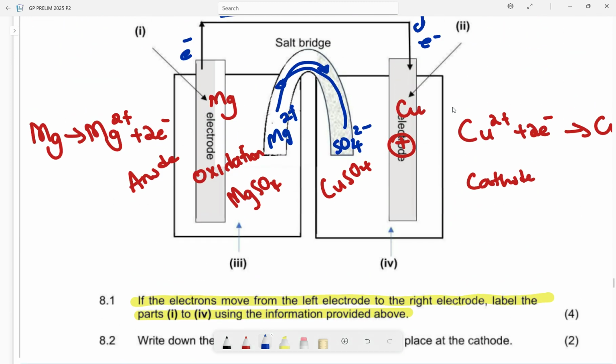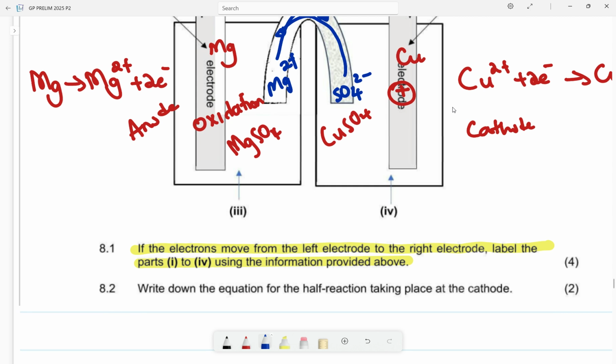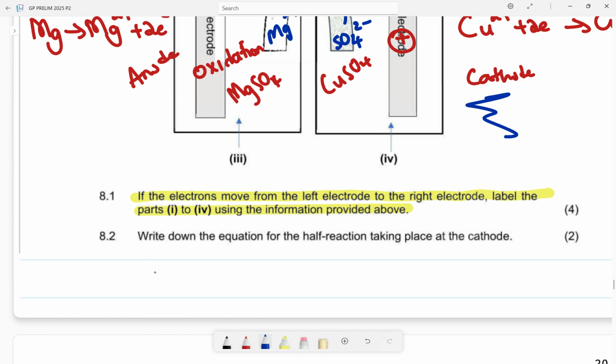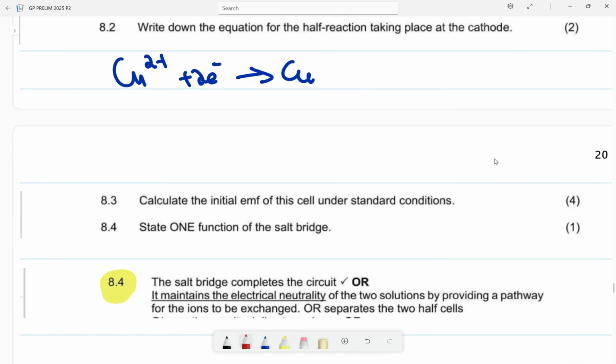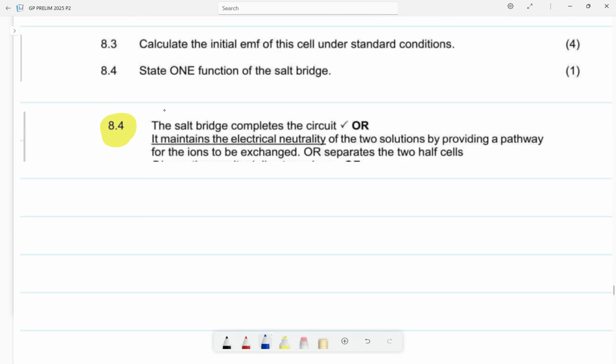And then write down the balanced equation for the half reaction taking place at the cathode. Here is the cathode, guys. So I'm just going to rewrite that to be copper 2 plus plus 2 electrons forming copper. You use a double arrow, guys, you forfeit 1 mark. Calculate the initial EMF of the cell. I know that for me to calculate the initial EMF, it's easy, guys. This is easy max.